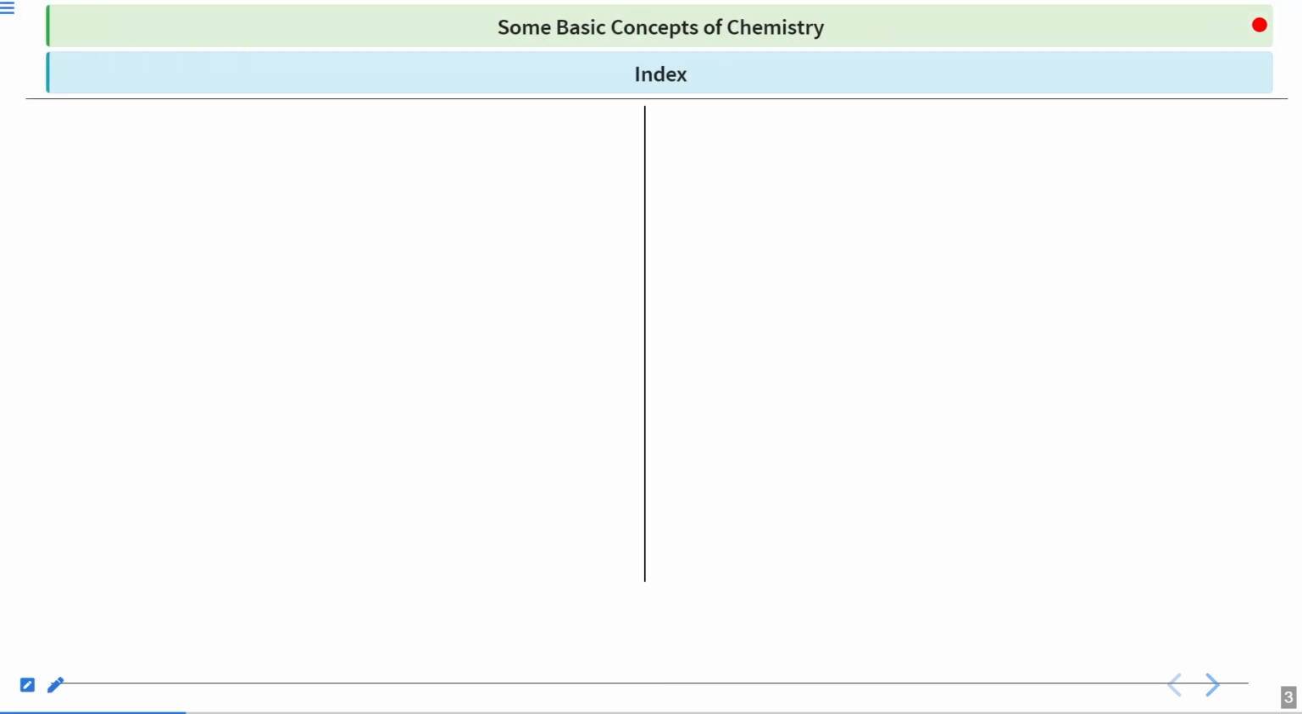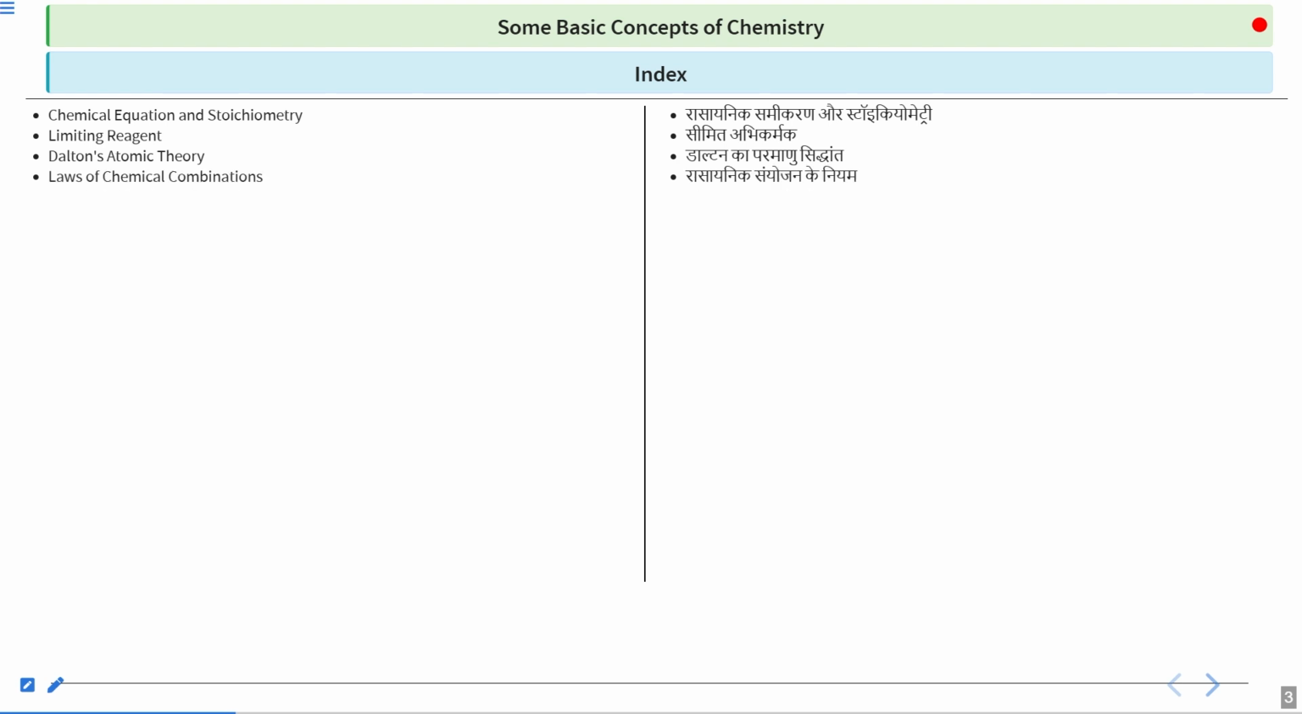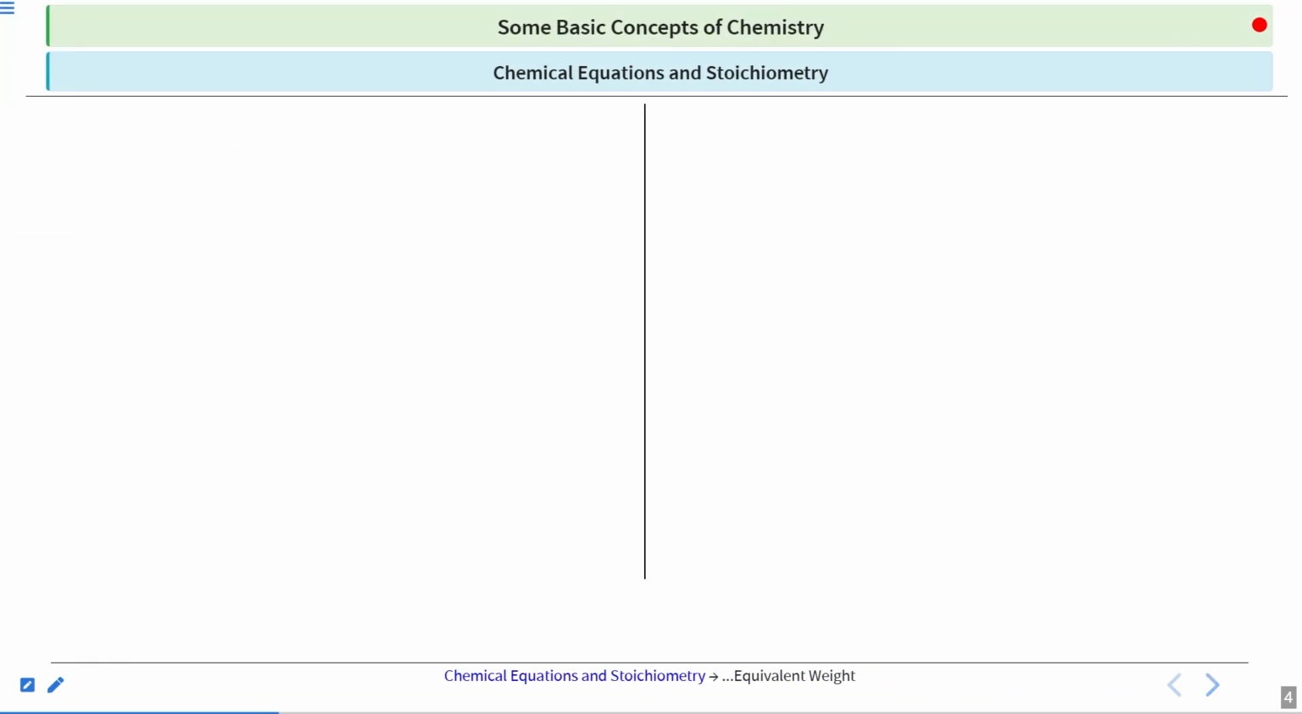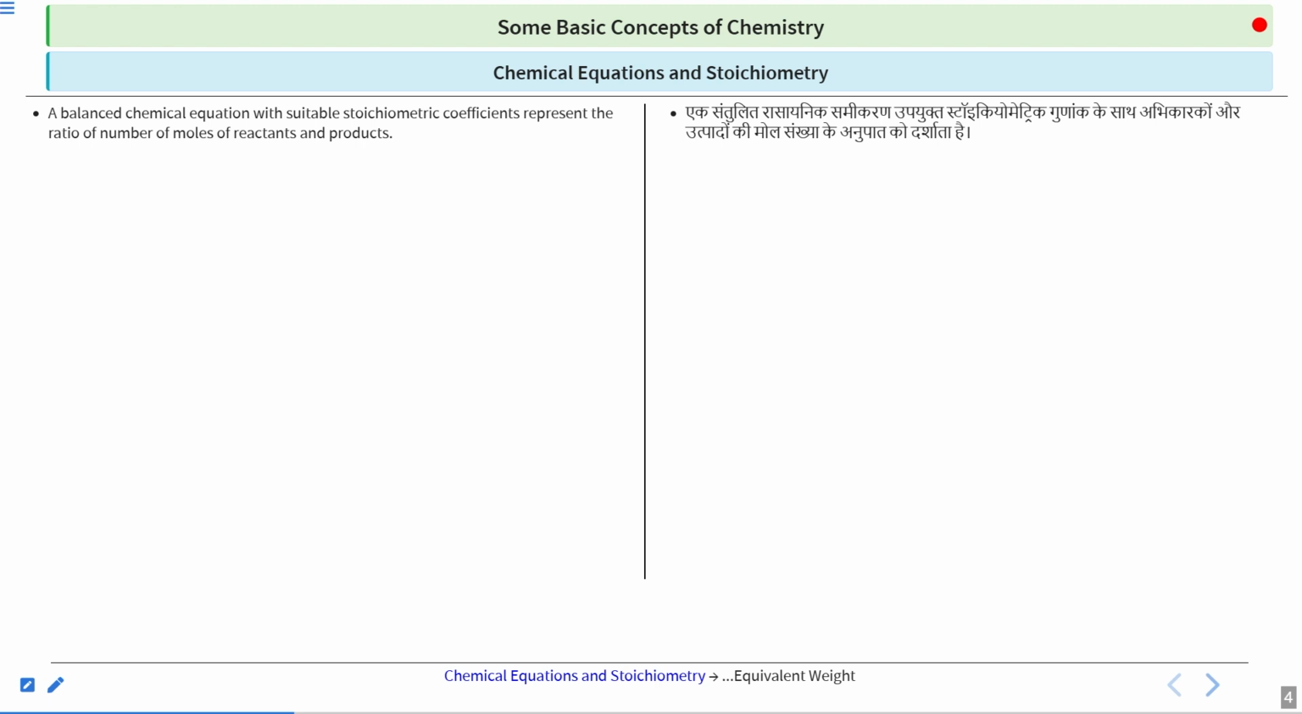The topics that we are going to cover today are chemical equations and stoichiometry, limiting reagent, Dalton's atomic theory, law of chemical combinations, equivalent weight, and then we'll sum it up with the summary. Okay, chemical equations and stoichiometry.